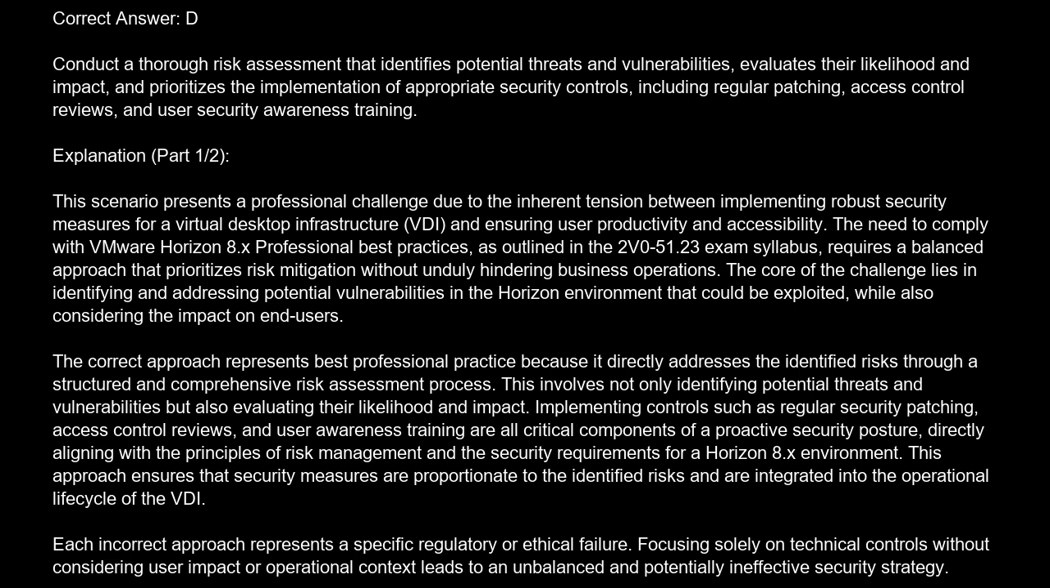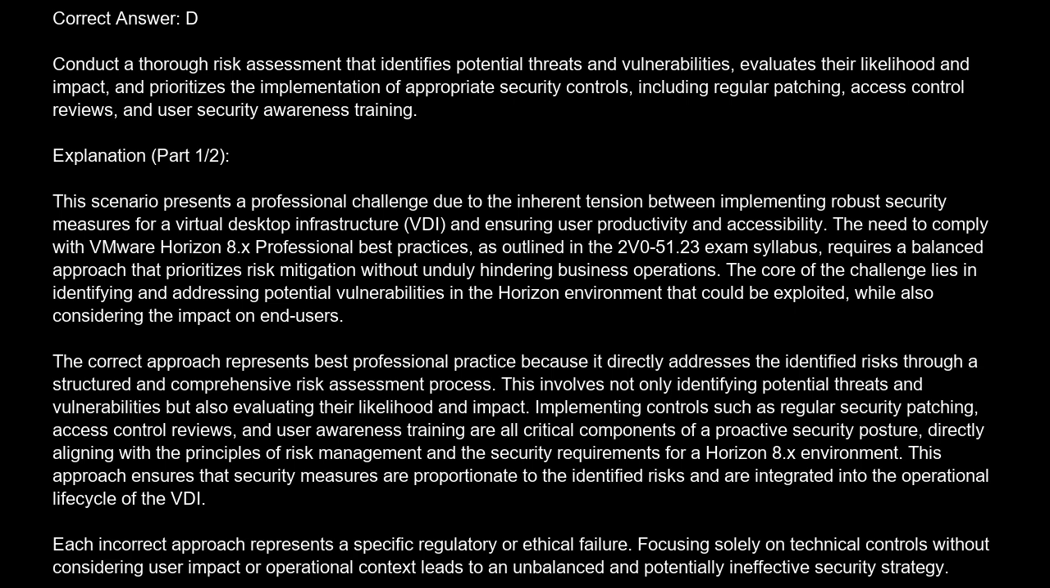Explanation. This scenario presents a professional challenge due to the inherent tension between implementing robust security measures for a virtual desktop infrastructure, VDI, and ensuring user productivity and accessibility. The need to comply with VMware Horizon 8 X professional best practices, as outlined in the 2V0-51-23 exam syllabus, requires a balanced approach that prioritizes risk mitigation without unduly hindering business operations.